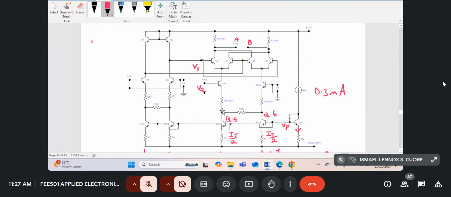Any questions on this so far before we move to the lab that Moses sent to me? When asked the biasing of this, no student gets it right. And I think in your third year electronics, you should have studied current mirrors. Any questions? Are you guys there, or have you left? Who has left? Switch on your mic.